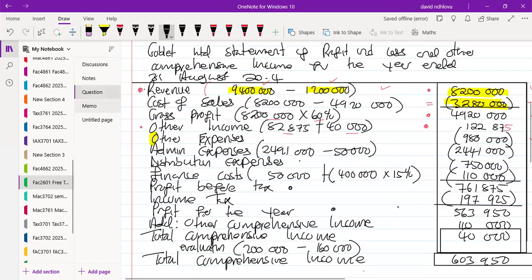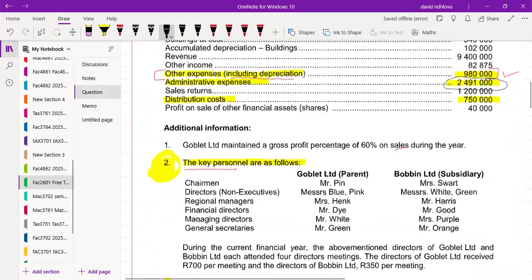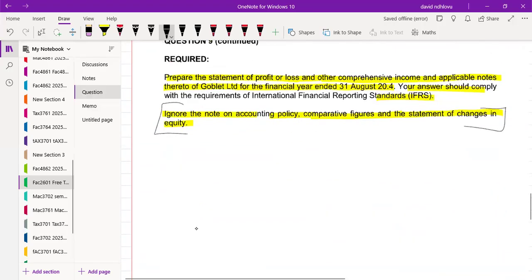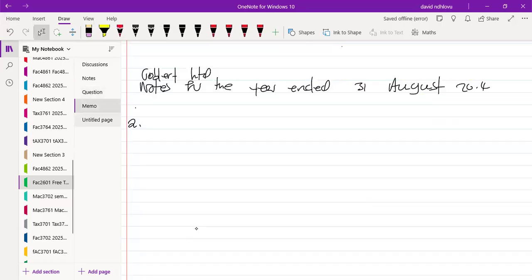But they were very clear in the question, right? Under the requirements, ignore the accounting policy note. So this is always the case. We don't do the accounting policy note, even up to that level. We don't worry about the accounting policy note, but we need the profit before tax note.